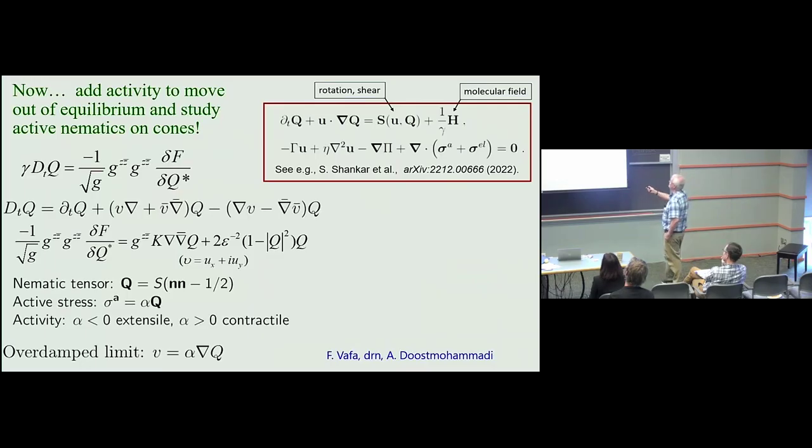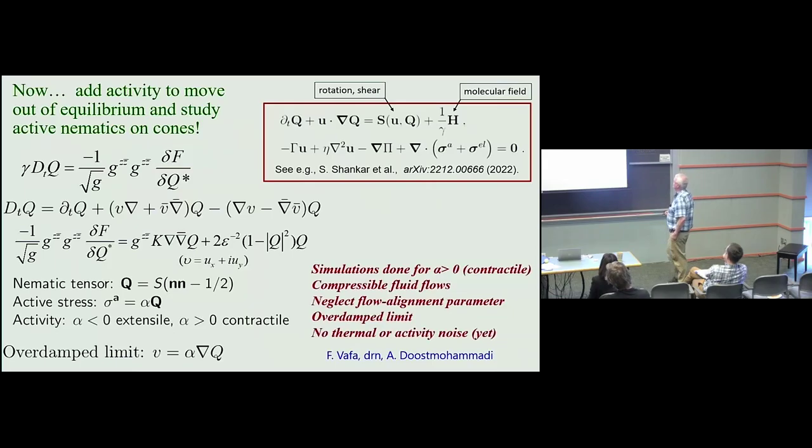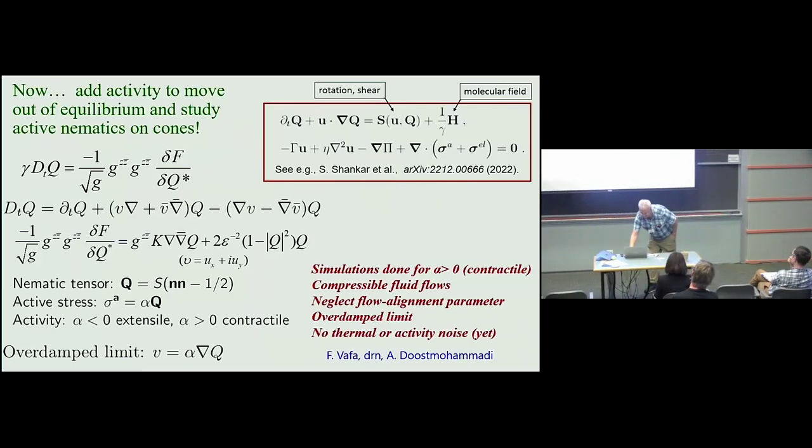It's just implementation of these equations up here, and we take the simplest case where we have an activity parameter that makes these things move and do interesting things. We chose alpha to be positive and looked at an overdamped limit. No noise. I know Julian will ask about noise if I give him a chance, but we haven't done that.